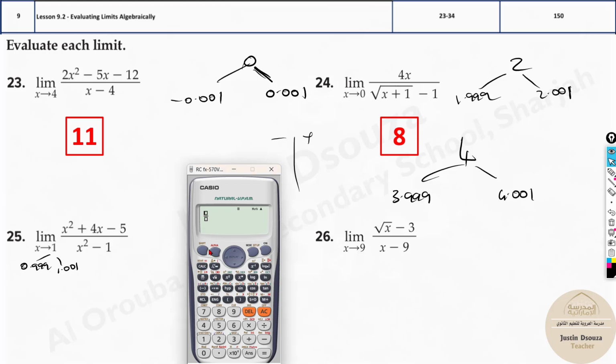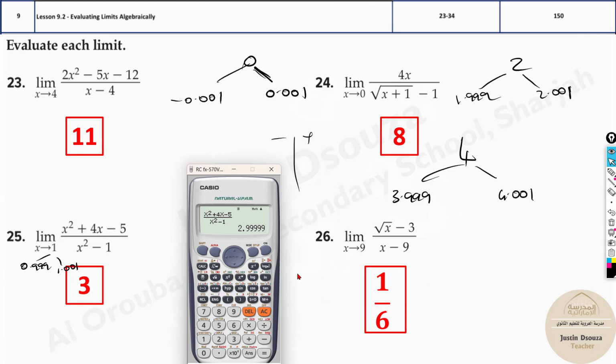Use the fraction symbol. It's x squared plus 4x minus 5 divided by x squared minus 1. Calculated at 0.9999, the answer is 3. And what about the other side? Calculated at 1.0001, the answer is 2.99, which is 3. Similarly, do the other values, guys.